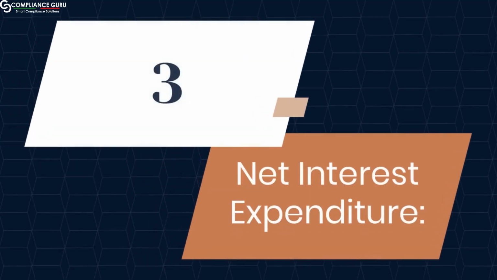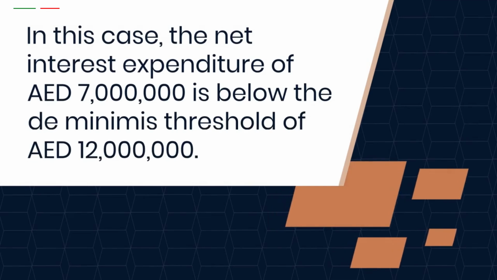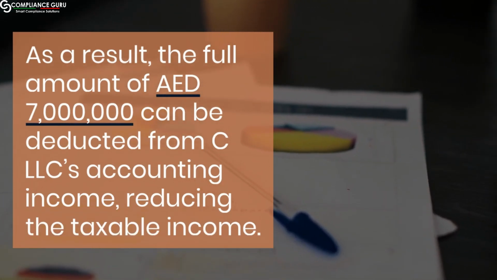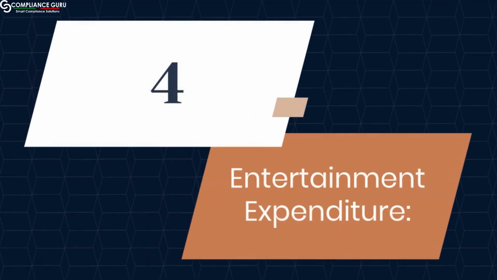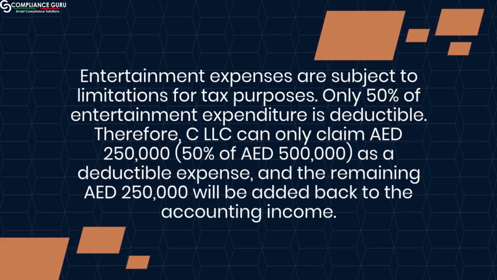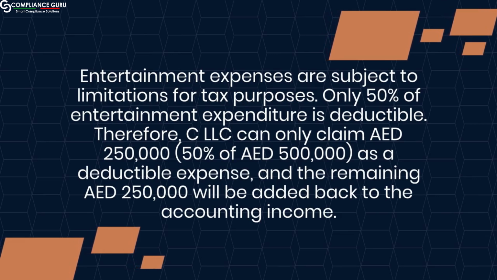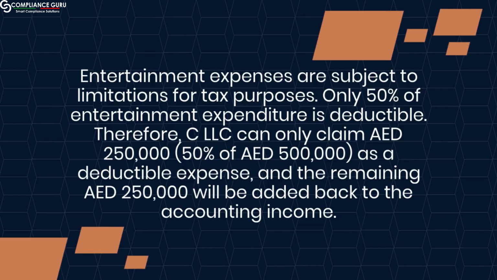3. Net interest expenditure. Interest expenditure is generally deductible for tax purposes. In this case, the net interest expenditure of AED 7 million is below the de minimis threshold of AED 12 million. As a result, the full amount of AED 7 million can be deducted from C LLC's accounting income, reducing the taxable income. 4. Entertainment expenditure. Entertainment expenses are subject to limitations for tax purposes. Only 50% of entertainment expenditure is deductible. Therefore, C LLC can only claim AED 250,000, 50% of AED 500,000, as a deductible expense, and the remaining AED 250,000 will be added back to the accounting income.